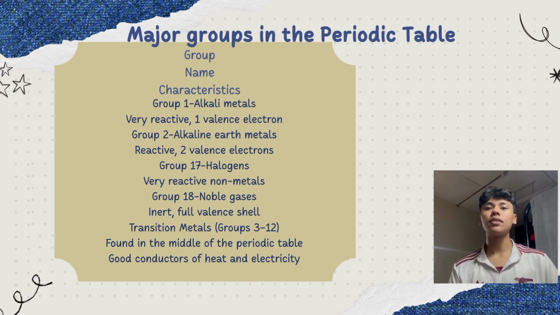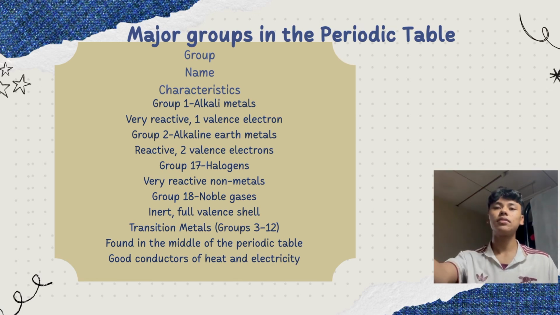In conclusion, the periodic table helps us understand the major groups, making chemistry easier to learn.